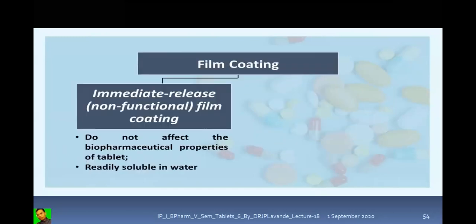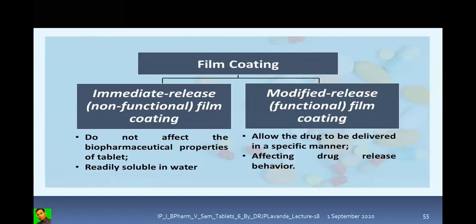Film coating again falls into two different types, based on the kind of film that is offered. There may be an immediate release, or there may be a modified release. Immediate release is said to be the non-functional film coating. Modified release is said to be the functional film coating.